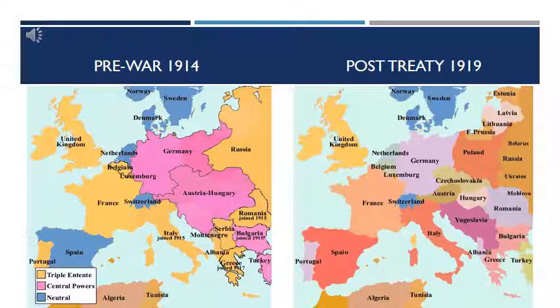The map on the left shows pre-war 1914 boundaries along with the Central Powers, the Triple Entente, and the neutral countries during the war. The map on the right shows the redrawn boundaries of Germany and other countries, and the establishment of new countries. Germany lost 13% of her territory, about 25,000 square miles, and about 10% of the population, equaling around 6 million people.